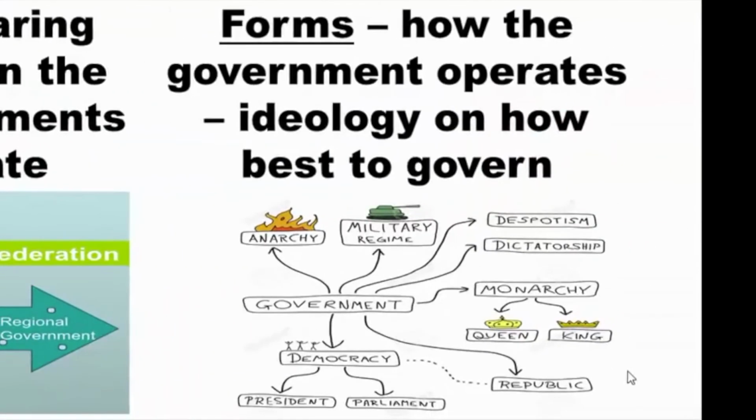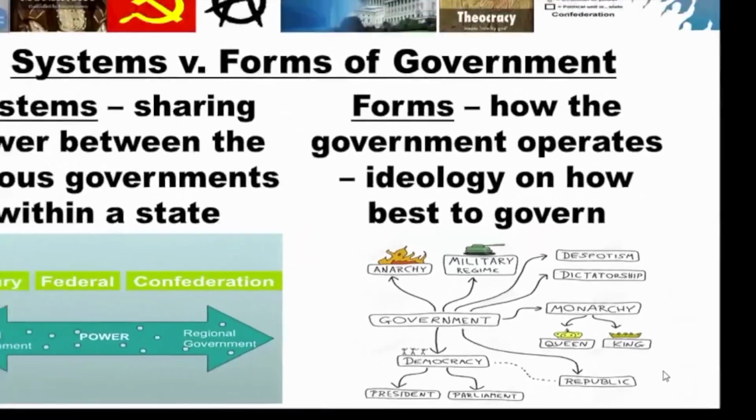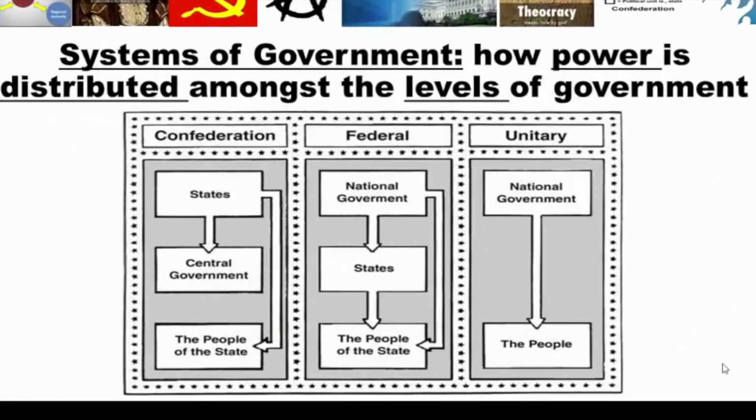Types of government are how the government operates, who in particular holds the power in the government, and the idea of how best to govern. For example, democracy is a form or type of government, while federal is a system of government. So we're going to start with systems of government.